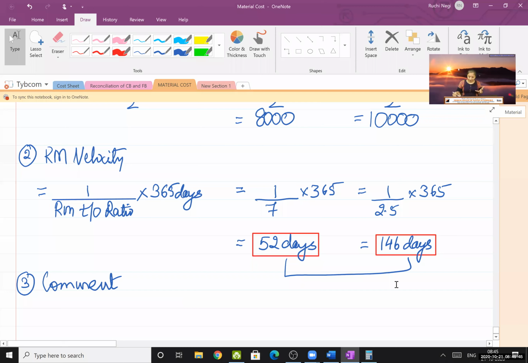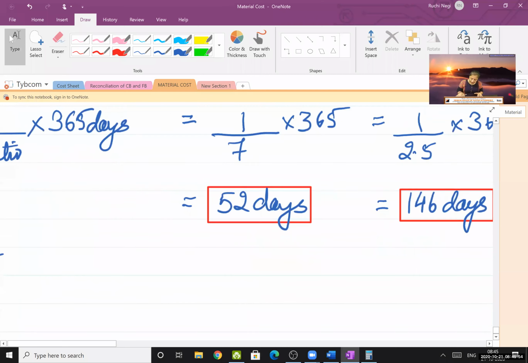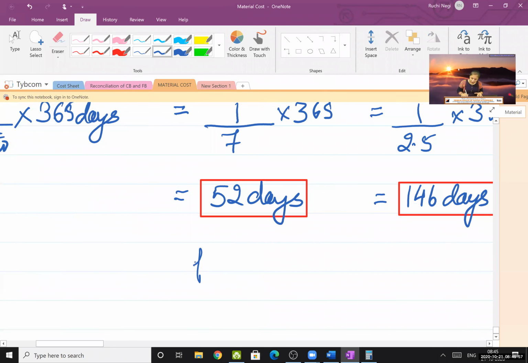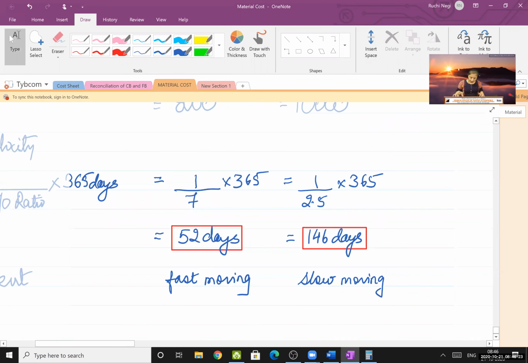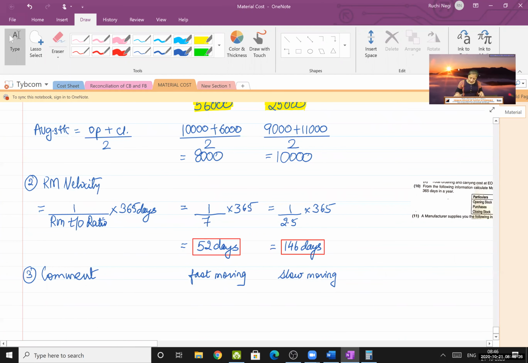52 and 146 days. So this one's velocity is the lowest, meaning this is fast moving. So you just have to write in the comment, this is fast moving. That's it, nothing else. And in comparison to A, this is slow moving. Actually, here you can write dormant also because 146 days is a big time. But if it would have been multiple products, I would have done that. Only 2 raw materials are given. So first is fast and the second one is slow moving. Am I clear with this? Is this clear to everyone?